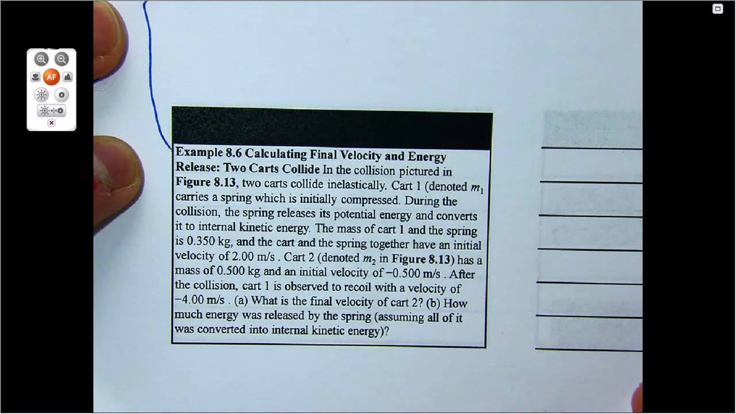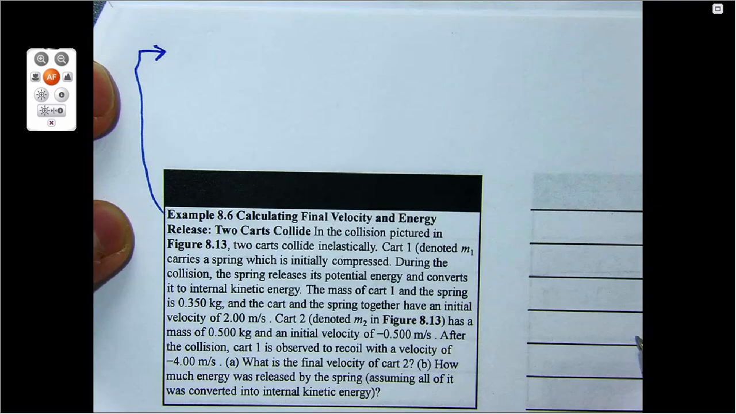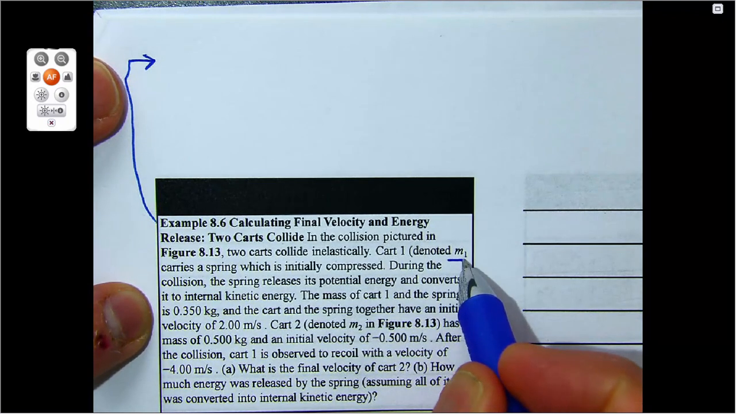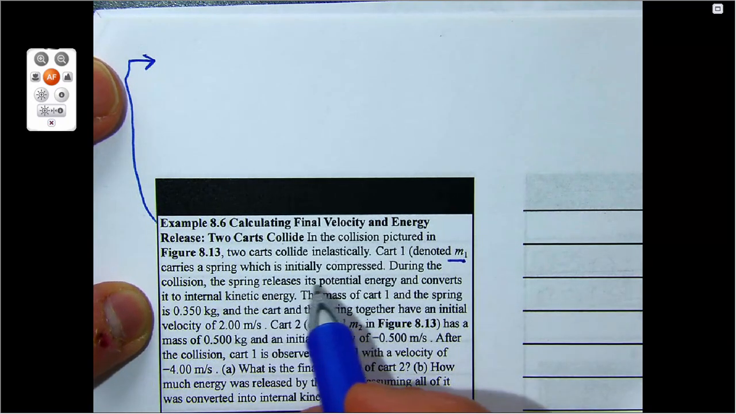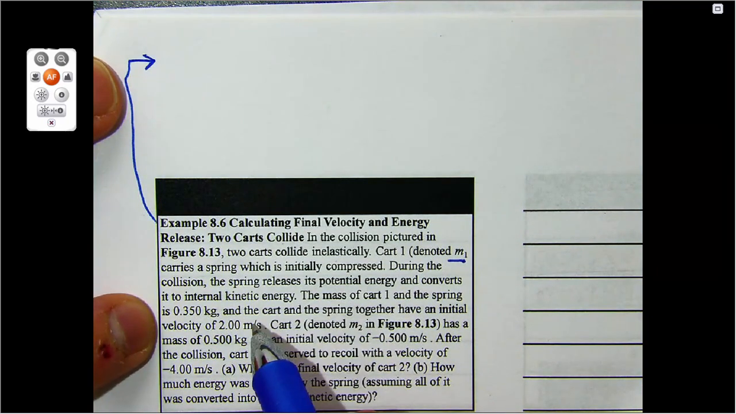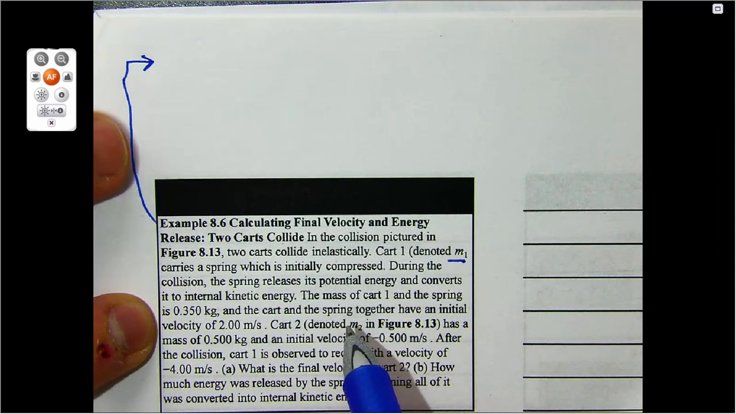Expert drawing up here first. Sure would be nice to see it. Oh, sorry. Cart 1, M1, carries a spring that is initially compressed during the collision. The spring releases potential energy and converts it to internal kinetic energy.